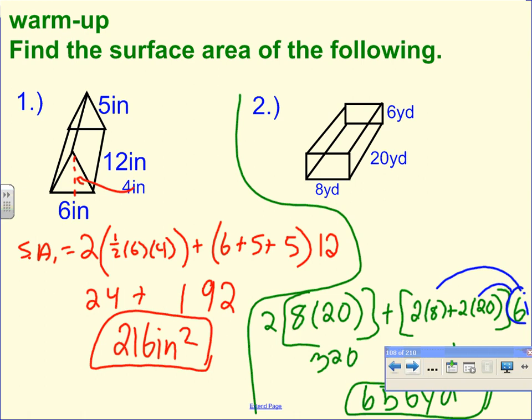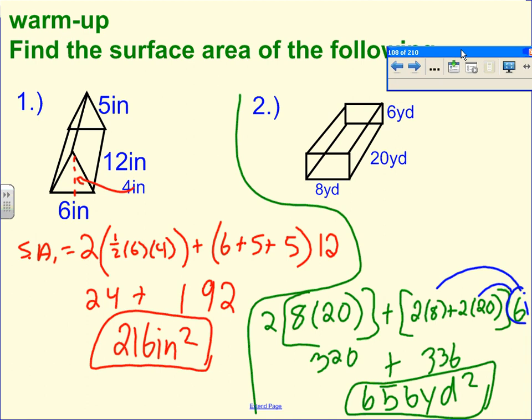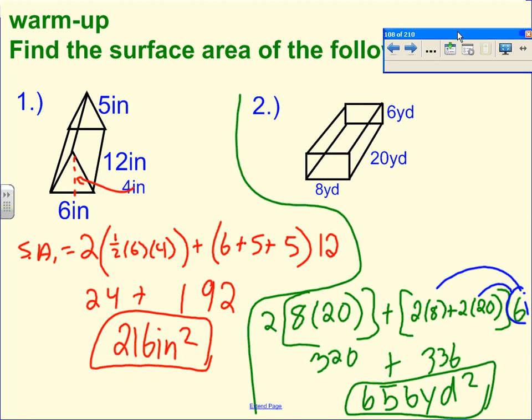All right, second one, we have 2B plus PH. So 2 times the area of the base. Our base here is 8 times 20, plus the perimeter, 2 times 8 plus 2 times 20, or 8 plus 8 plus 20 plus 20. After you simplify that, the height of the figure is 20. So this one should be standing up this way. It's laying on its side. If you flip it up the other way, here's your height.